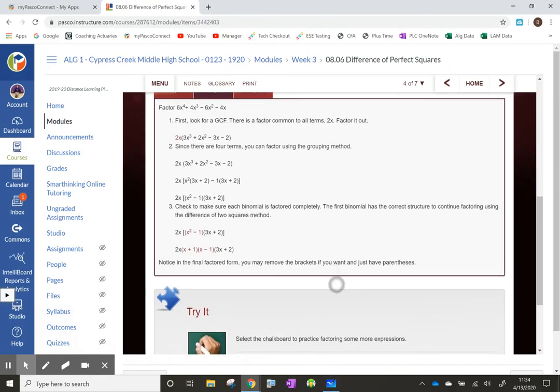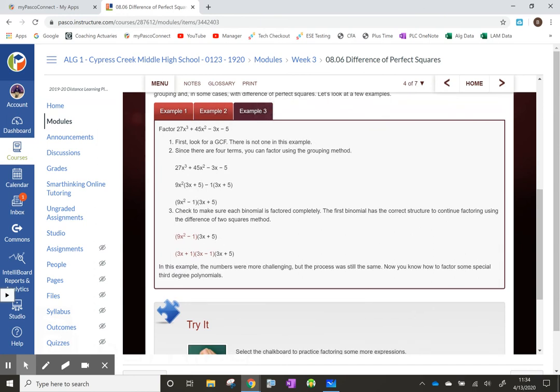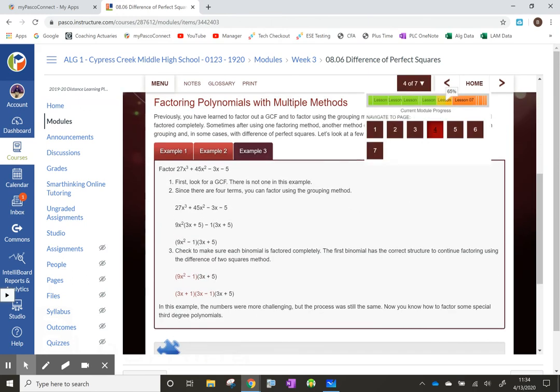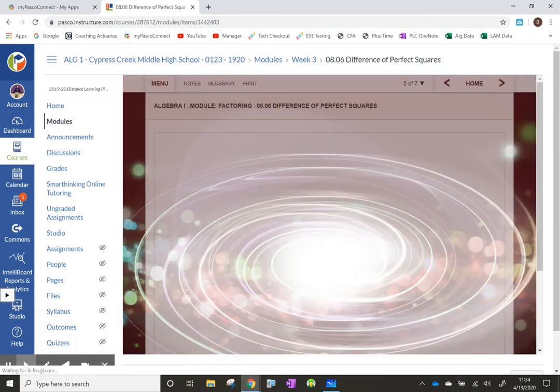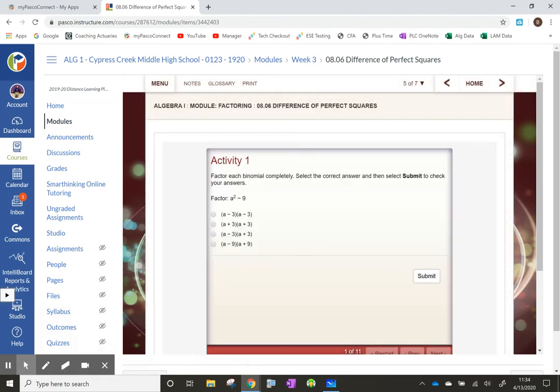You might think differently. So don't forget to check out example 3. It's very much the same. There is no GCF overall, but you factor by grouping, and then you would do your difference of squares again. So let's see if there's any more tricky questions to do. Nope, these are just going to be some practice problems for you.